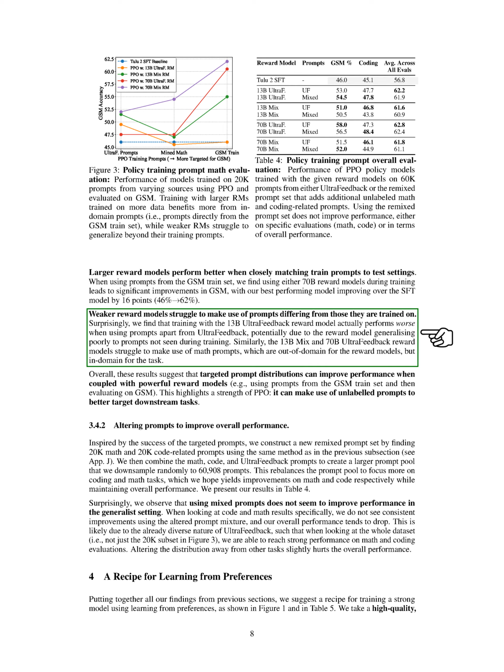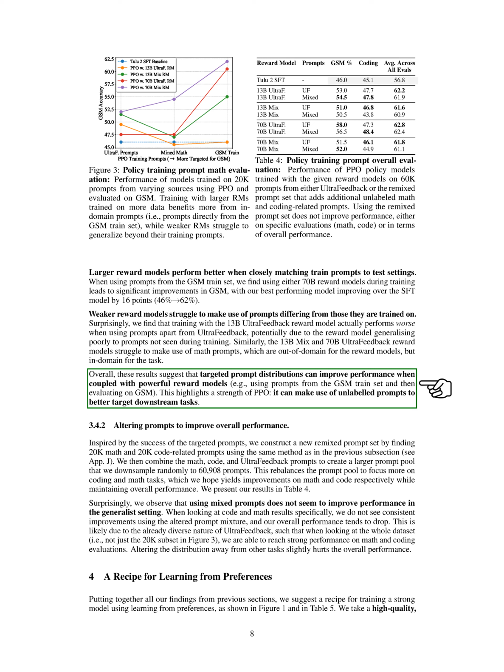On the other hand, weaker reward models struggle when faced with prompts that differ from their training set. Interestingly, training with the 13 billion Ultra Feedback reward model performs worse when using prompts other than those from Ultra Feedback. This could be because the reward model does not generalize well to unseen prompts. Similarly, the 13 billion mix and 70 billion Ultra Feedback reward models find it challenging to utilize math prompts, which are out of domain for the reward models but in domain for the task.